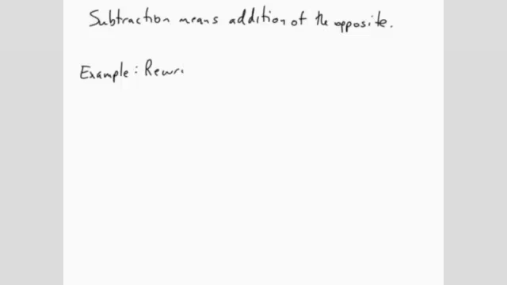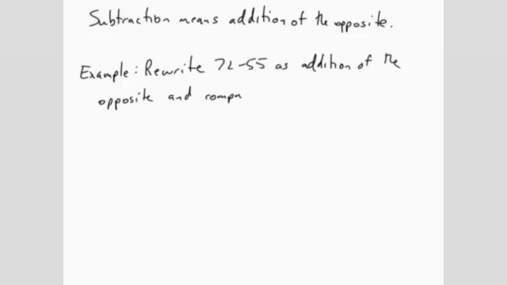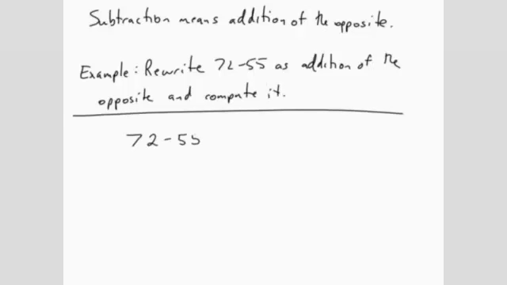Example, rewrite 72 minus 55 as addition of the opposite and compute it. 72 minus 55. We need to learn to correctly parse mathematical symbols. You should see this as number minus number. The first number is 72, and the second number is 55. The meaning of subtraction means addition of the opposite is that it gives us a way to rewrite the subtraction problem as an addition problem.